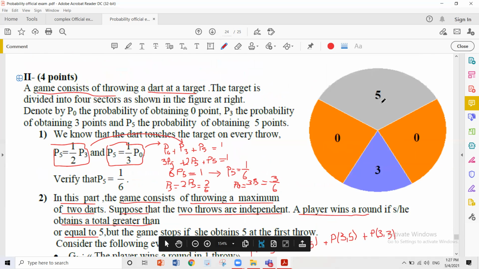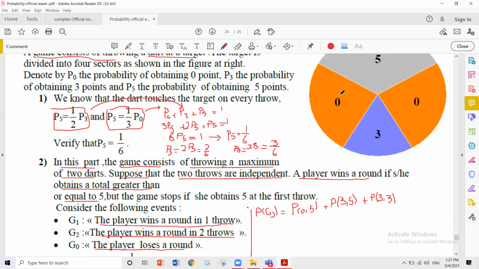Did you see this chart? You have to throw a maximum of 2 darts. A maximum of 2 darts. It says if you hit the first one, if you hit the 5, the game ends and you win in the first draw.